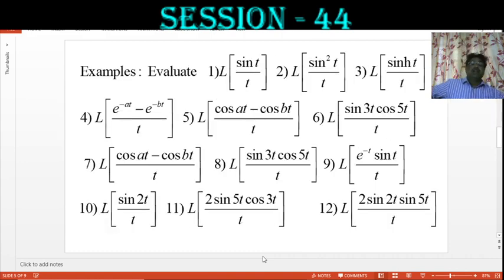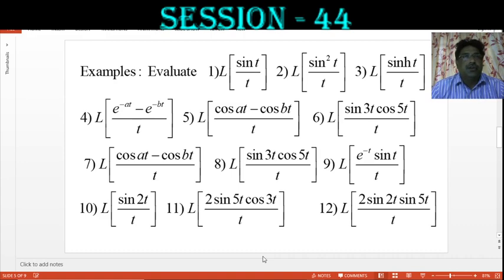Now, similarly, try to solve these examples. See the first example, L of sin t divided by t. Here first we should calculate the Laplace transformation of sin t. No doubt it is of the form L of f of t divided by t. If it is L of f of t divided by t, what is that Laplace transformation? Integration from s to infinity of f of s ds. That is why, in this example, f of t is sin t. L of sin t is 1 divided by s square plus 1.